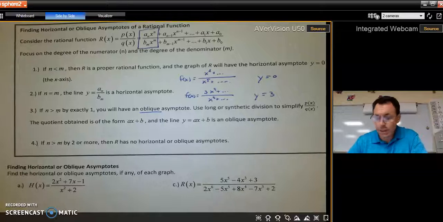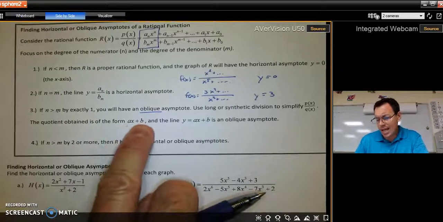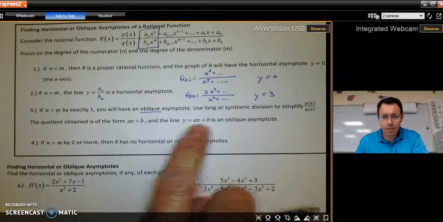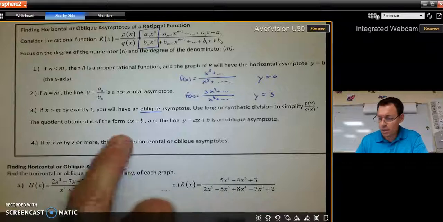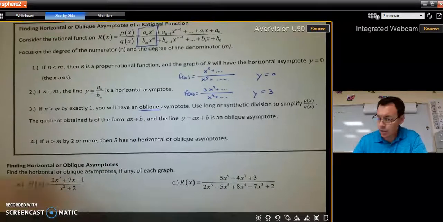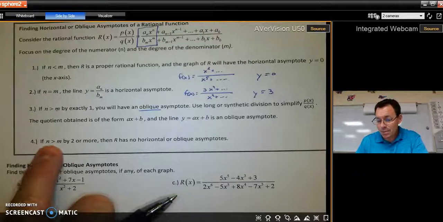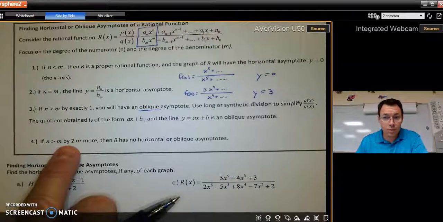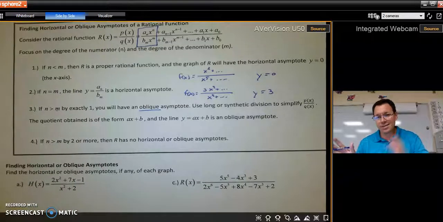Our book uses A and B instead of M and B. They're just using letters in order instead of the normal slope-intercept form that you're used to. But I'll show you an example of where this happens. If n is bigger than m by more than 1, so like by 2 or more, then you just don't have any asymptotes. The graph doesn't approach some line and kind of goes off into space.